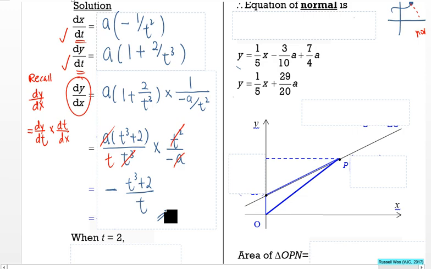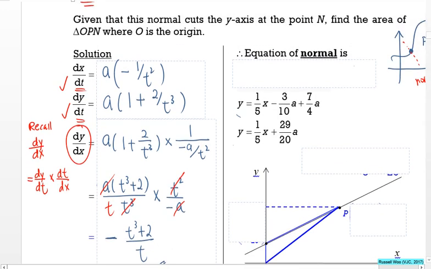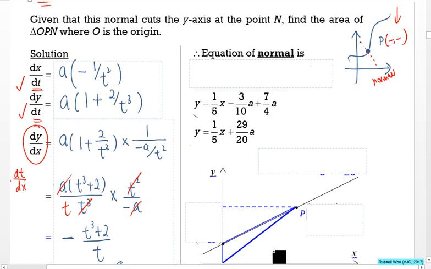Now, remember what we want now. We keep the end in mind again. Now let's look at this diagram again. Our objective is to find the gradient of that normal. Now we know that the gradient at any point, if I know the t, I will know the normal. I will know the equation.